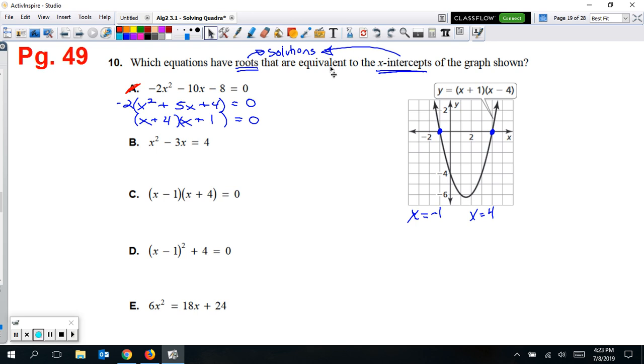Equivalent means the same, right? You may want to write that down if you're not remembering what that word meant. Equivalent just means they have the same solution. They are equal to each other. B, now this one here, we want to set equal to 0.